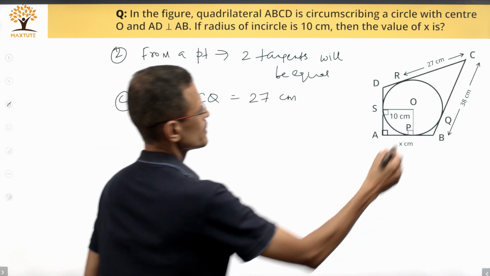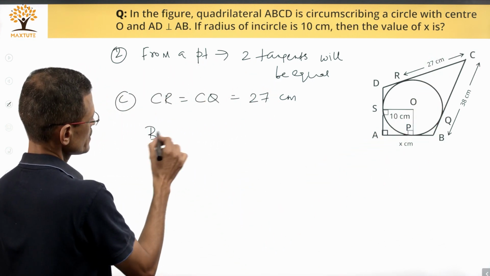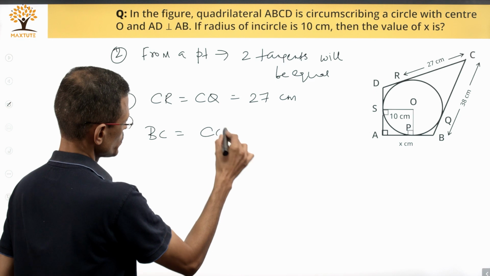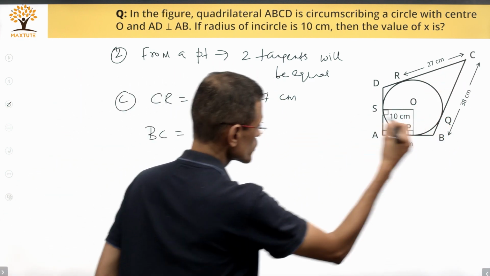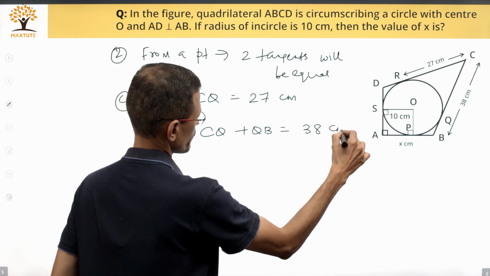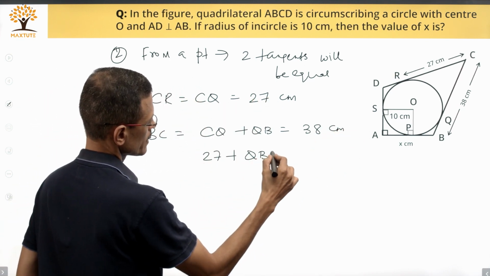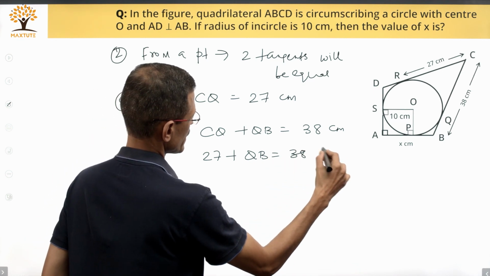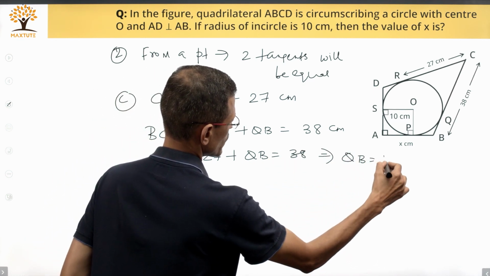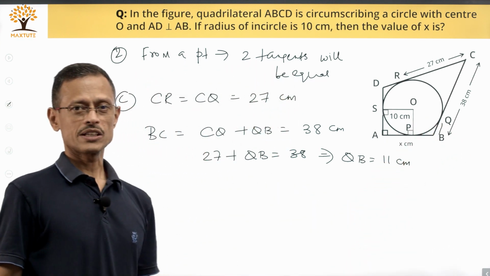Now look at it. BC, the entire side, is equal to 38 centimeters. BC is nothing but CQ up till this point plus QB, right? So that is equal to 38 centimeters, of which we know CQ is 27. So 27 plus QB is equal to 38, which implies QB or BQ is equal to 11 centimeters. So we know this part is equal to 11 centimeters.